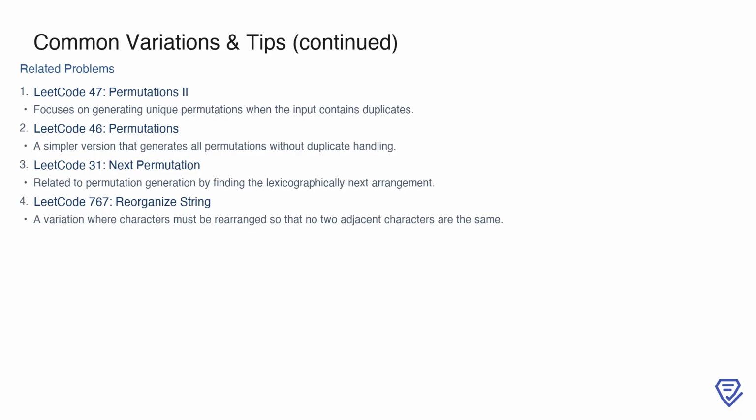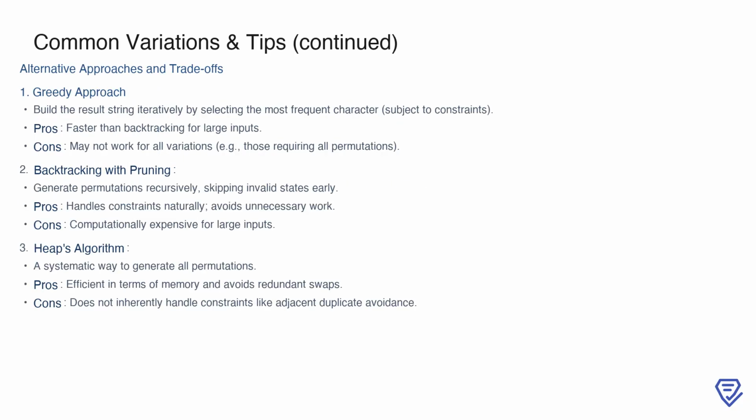And of course, LeetCode 767, Reorganize String, the problem we're discussing, specifically requires rearranging characters so that no two adjacent characters are the same. Exploring these related problems can provide deeper insight into the techniques and patterns common to permutation-based algorithms. Now, let's explore some alternative approaches and their trade-offs. A greedy approach is one option where you iteratively build the result string by selecting the most frequent character, ensuring it satisfies the problem's constraints.